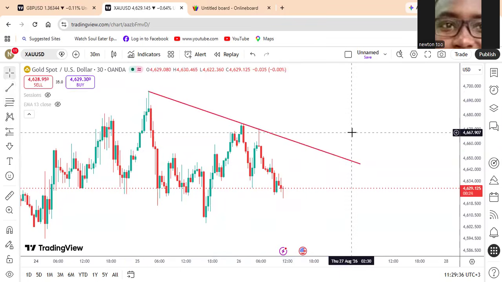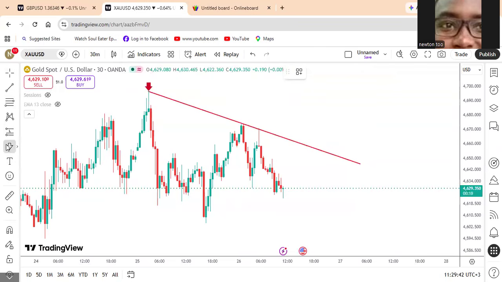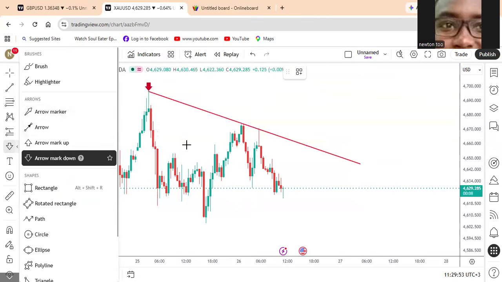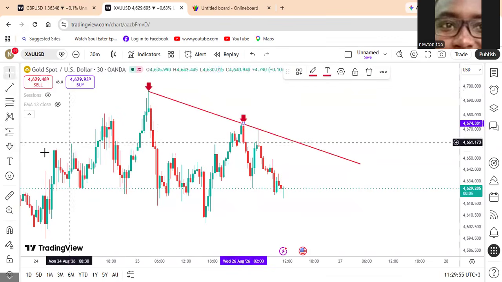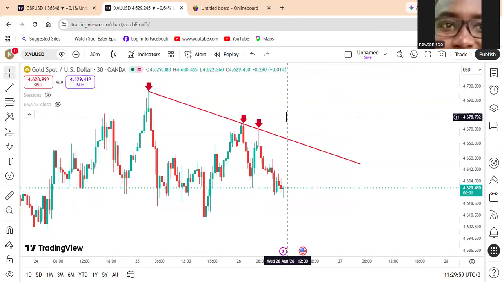So this is my analysis for today's gold. This is my first touch here. I've been using this strategy and I've been able to pass different prop firms, Fivers, FTMO, guys. It's really, really working. So this is touch two, you can see here. Then we are having touch three here. Are we together, guys? That's my touch one, my touch two, and my touch three.